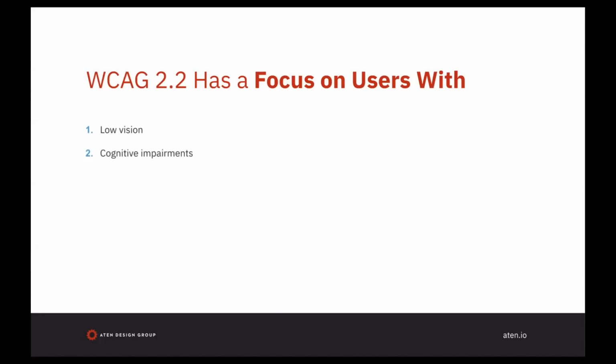WCAG 2.2 has a focus on extending requirements for users with low vision, cognitive impairments, and limited fine motor skills.